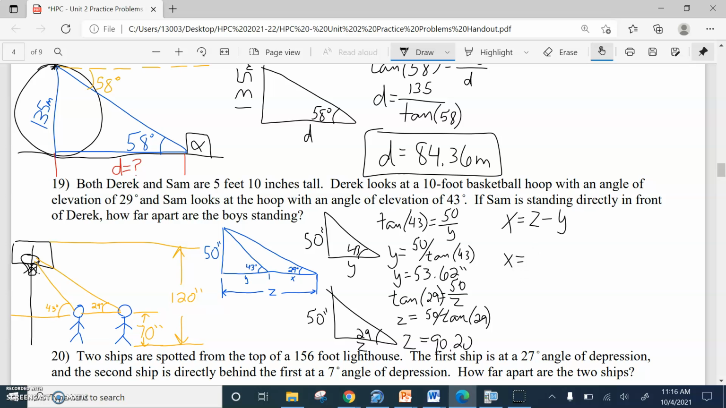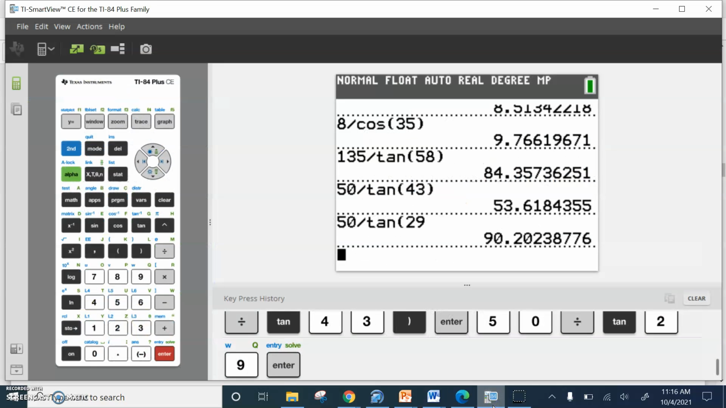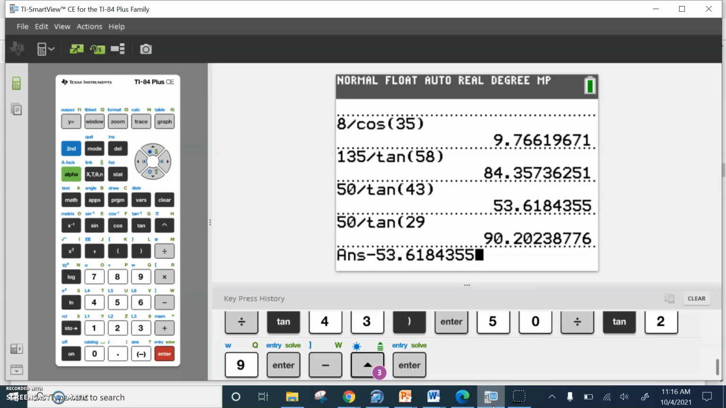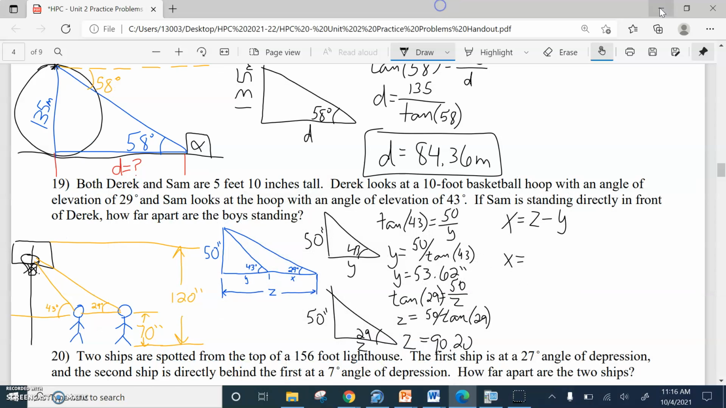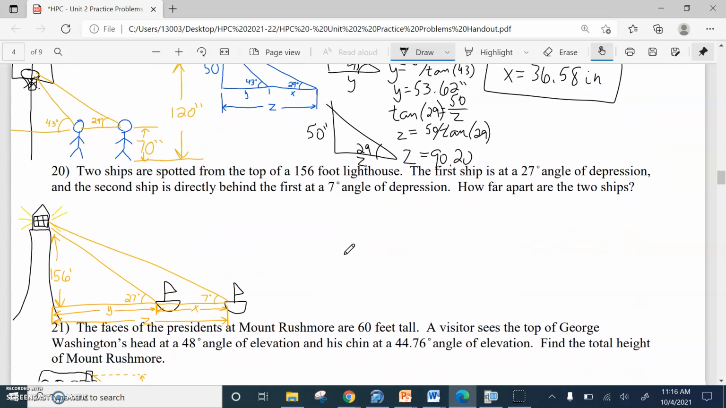Well, when we plug those two numbers in, I'm going to show you the easiest way to do that. It's going to take that answer minus, and then I arrow up a few times to the 53, I hit enter, plugs it in. The distance is going to be 36.58 inches. Box that in because that is that distance between them. How far apart are the boys? Whew. All right, that was a little long. 19. Let's do number 20.